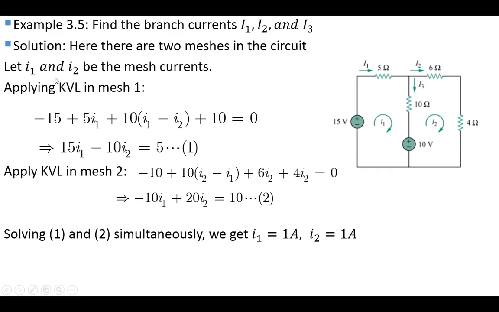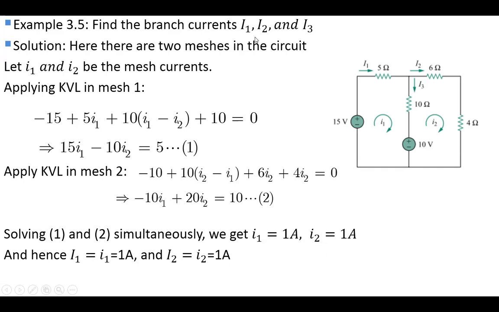So we have found the mesh currents: the mesh current for mesh number 1 is 1 ampere, and the mesh current for mesh number 2 is also 1 ampere. Looking back at the problem, we want to find the branch currents I1, I2 and I3. Capital I1 is the current in the 5 ohm resistance, which is small i1. So capital I1 is i1, and this is again 1 ampere.